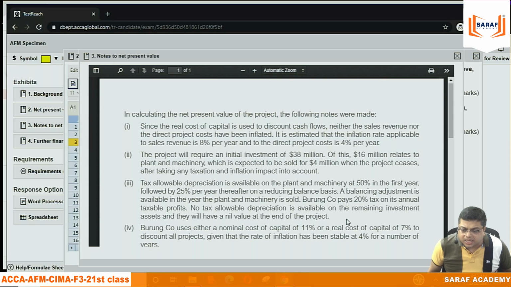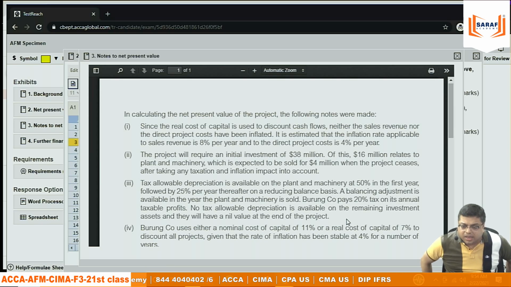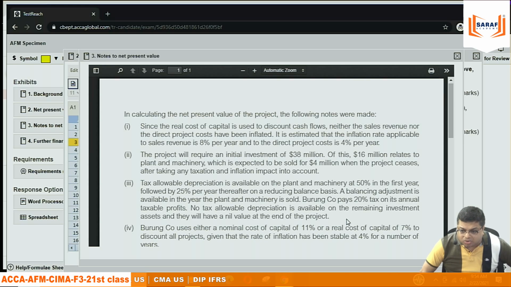No tax allowable depreciation is available on the remaining investment assets, and they will have a nil value at the end of the project. About what they are saying, 38 minus 16. But then if that is working capital, how can it have a nil value? Maybe that is a fixed asset. On that there will be no depreciation, and no salvage value either. What is that? Don't know. Yes, they are saying that on the balance amount, no depreciation, no loss, meaning nothing will happen.